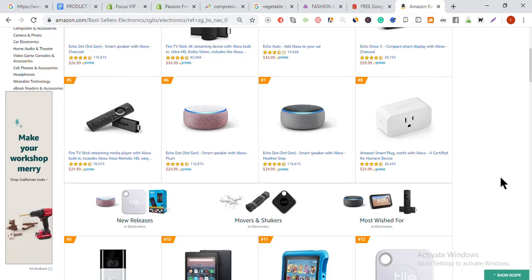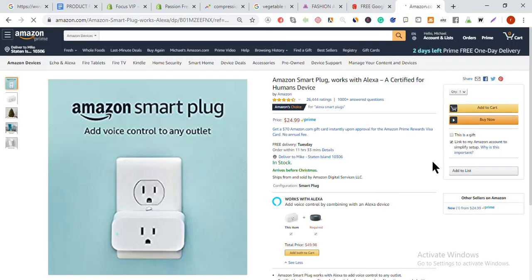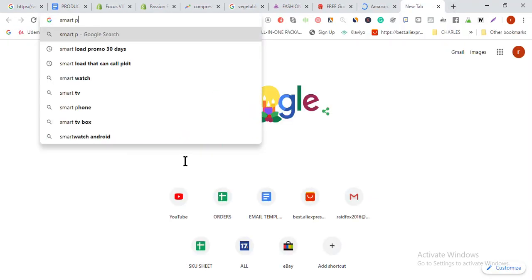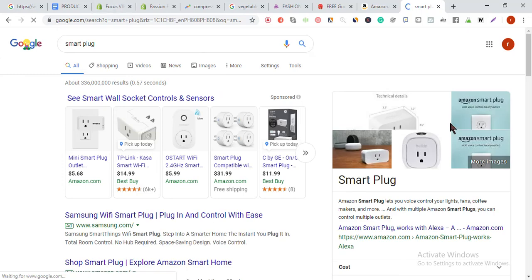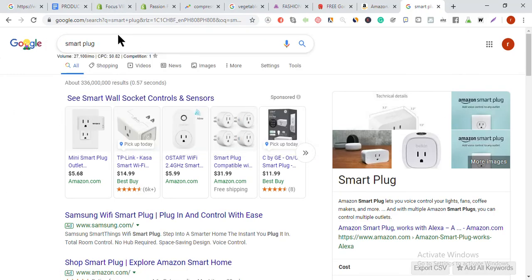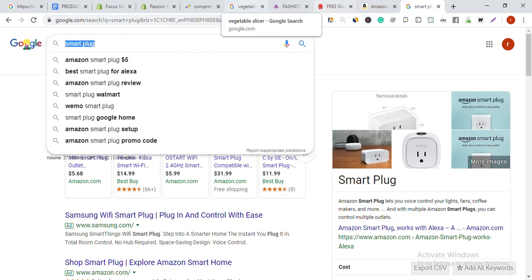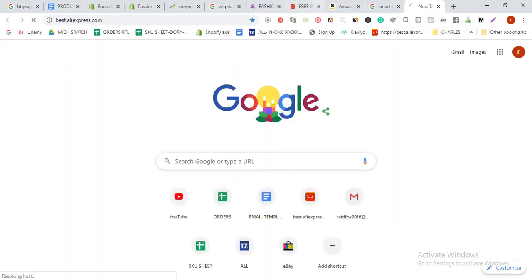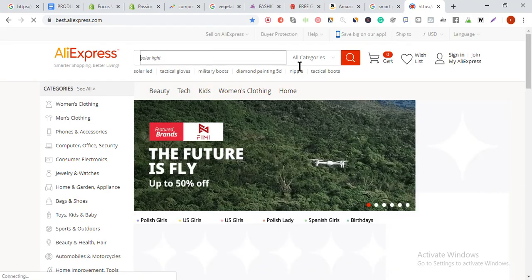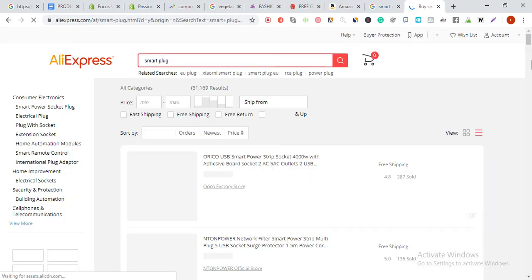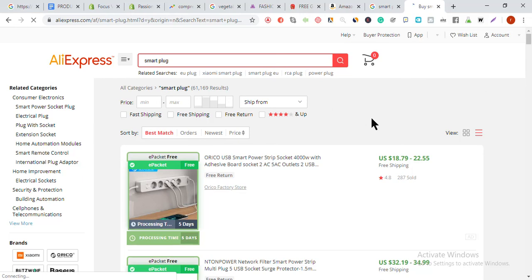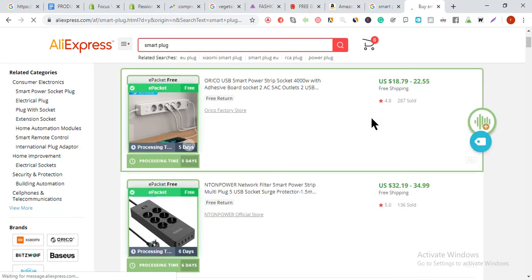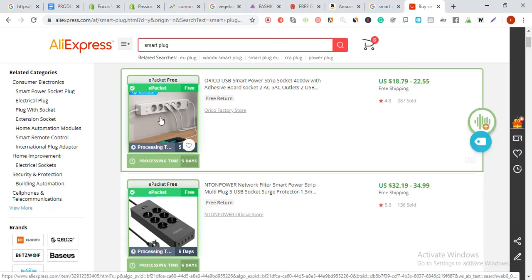Amazon plug. Alexa. Wow. Smart plug. Maybe we can check this out. Smart plug. Wow. It's big, right? Let's see if we can compete. Let's check it out. Smart plug. Wow. Okay. I like this one. It looks like an extension cord, right?